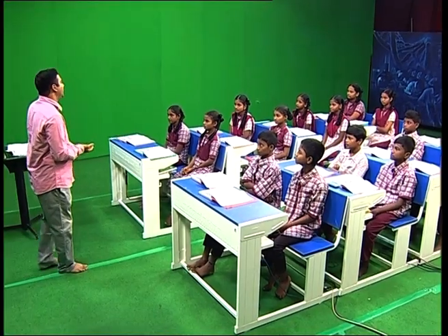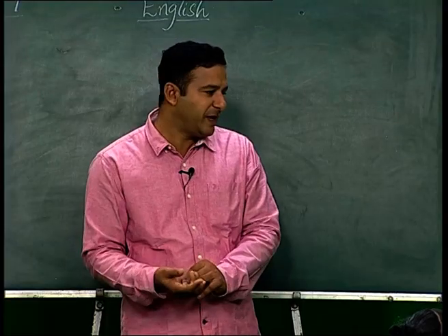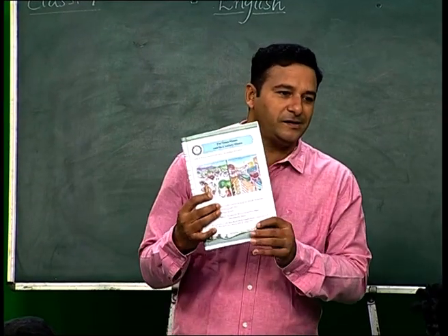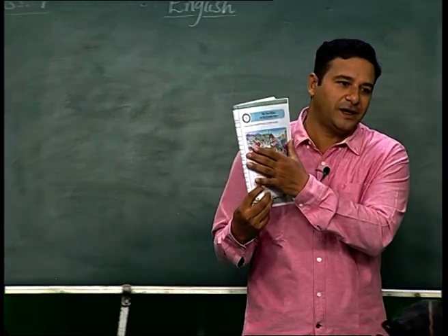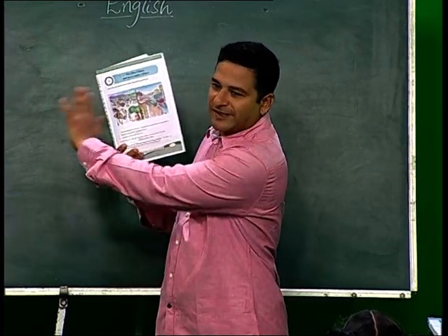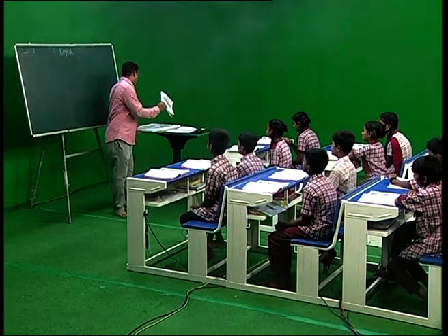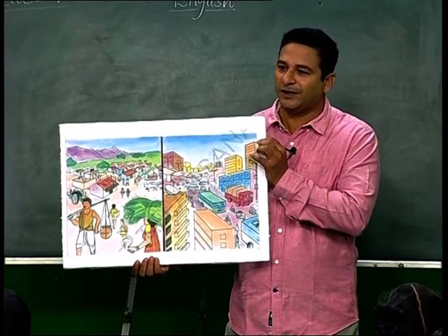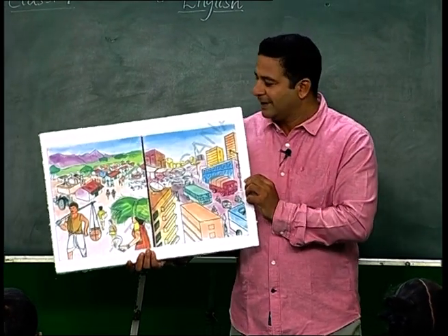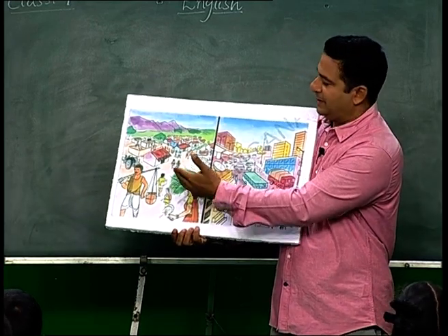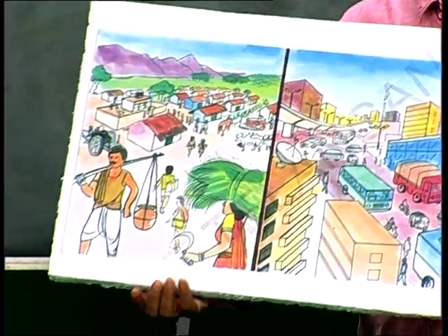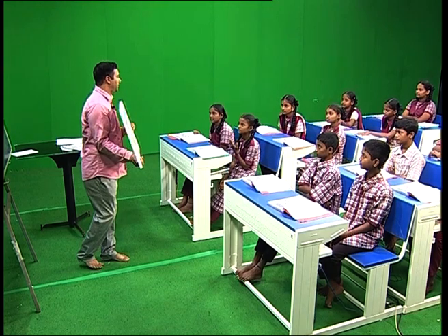Children, now open your textbooks at page number 1. Are you all ready? Look at the picture given there. Actually, there are two pictures. One is on the left side and the other is on the right side. This is the same picture that you see in your textbook on page number 1. Observe the picture on the left side very carefully. What is it about? It's about a village, right?